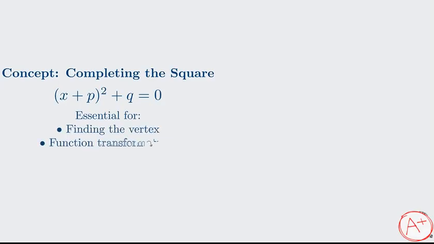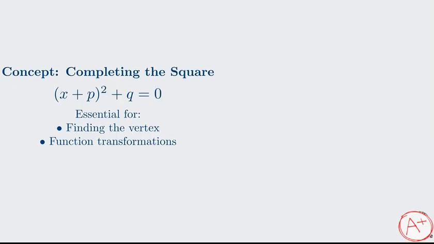Today, we look at a core concept in pure mathematics 1. Completing the square is a powerful technique that transforms a quadratic into the form (x plus p) squared plus q equals 0. This is not just a method for solving. It is essential in the 9709 syllabus for finding the vertex of a parabola and for describing transformations of functions.